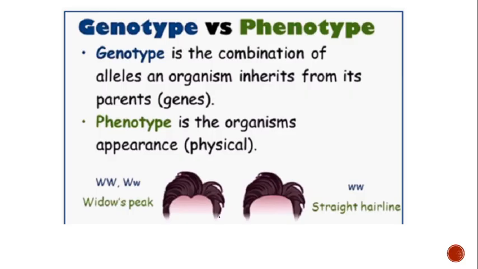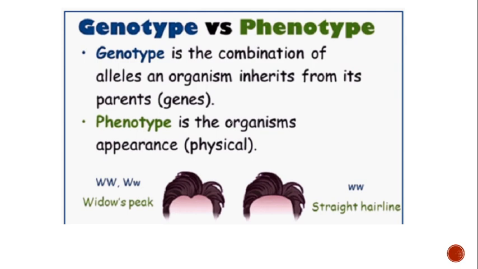All right, so what is a genotype and a phenotype? The genotype is what we've been talking about. It's a combination of those two alleles. They can be any combination, homozygous or heterozygous, but a combination of those alleles is called the genotype. Obviously we can't see the genotype of a person.